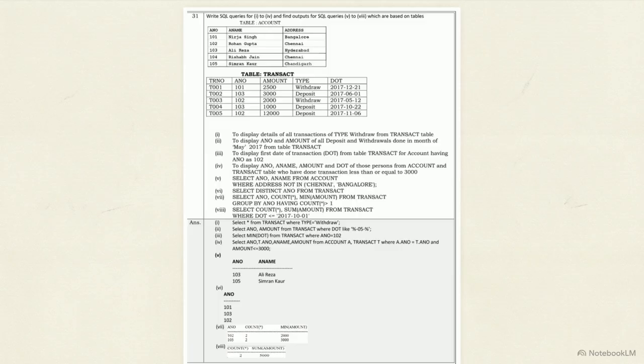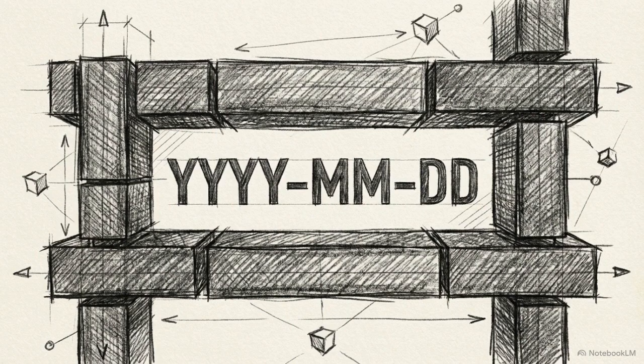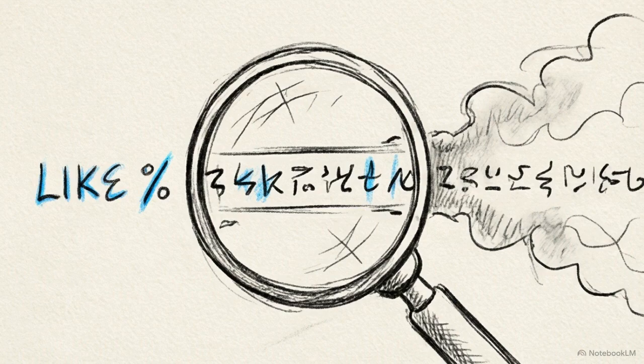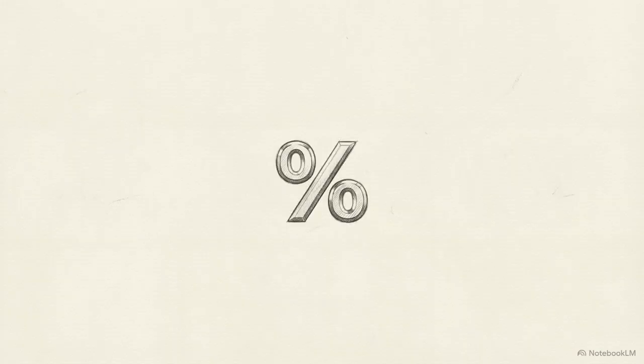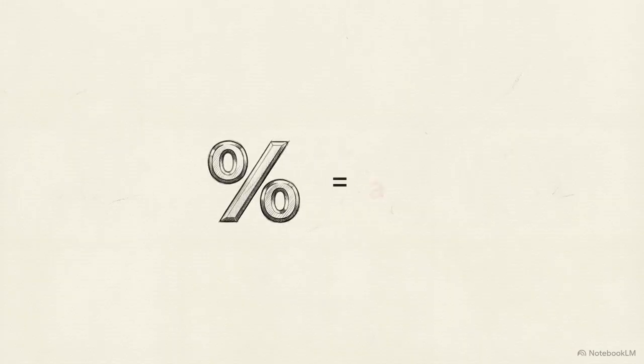Step 2 requires a different kind of filter. We need to find all transactions that occurred specifically in May of 2017. The dates are stored in a full year, month, day format, so an exact text match won't work easily. Instead, we use the like clause paired with wildcards. A wildcard is a special character that substitutes for any other character or string of characters in a search.